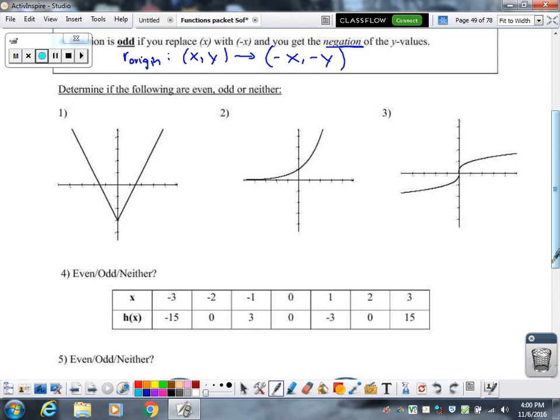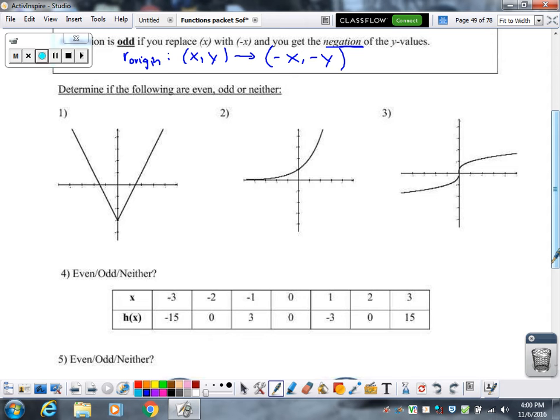So there's 3 different ways we can do these tests depending on how our function is given. Questions 1, 2, 3, our functions are given as a graph. In question 4, our function is given as a table of values. And in question 5, our function is given as a mapping. So each one's just a little bit different, but we're applying the same test to determine if the function is even or odd. In number 1, we're going to observe to see if it has any symmetry, if it has symmetry with respect to the y-axis or symmetric with respect to the origin.